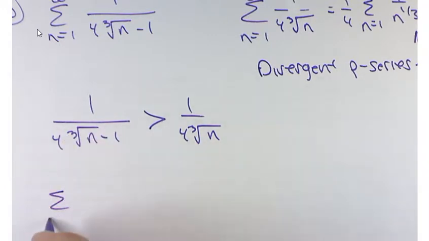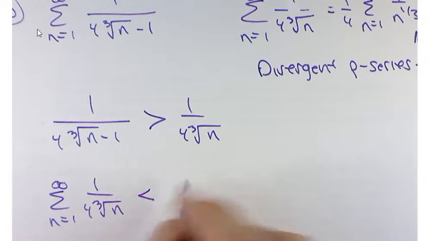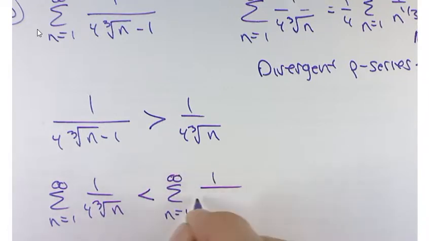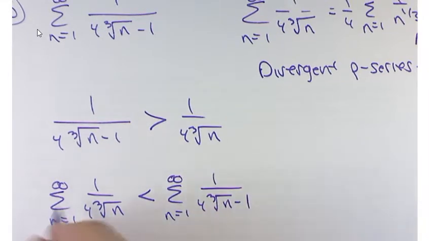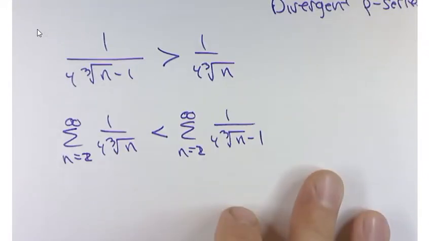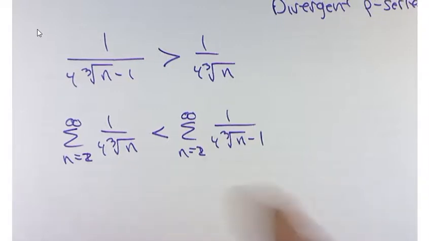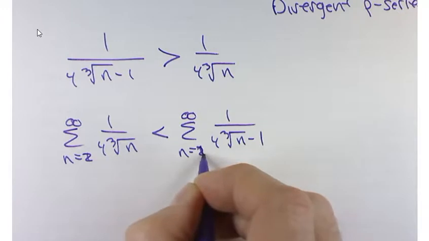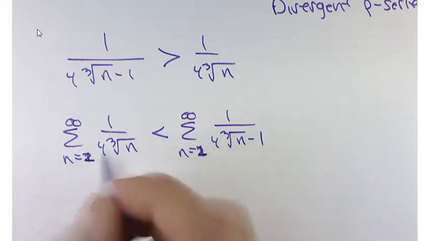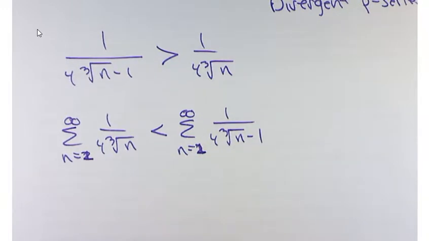So the sum from n equals 1 to infinity of 1 over 4 times the cube root of n is going to be less than the sum from n equals 1 to infinity of 1 over 4 times the cube root of n minus 1. Actually, we should probably start the series at 2. Can anyone see why? No, actually, we can get away with 1. It doesn't really matter. A finite number of terms is not going to affect the convergence or divergence of a series.